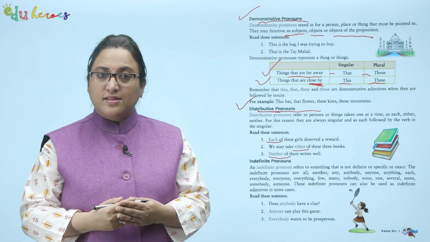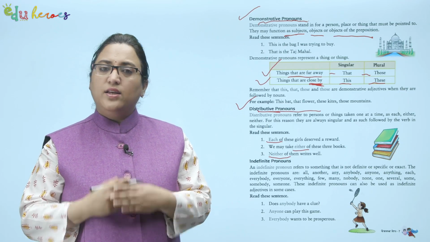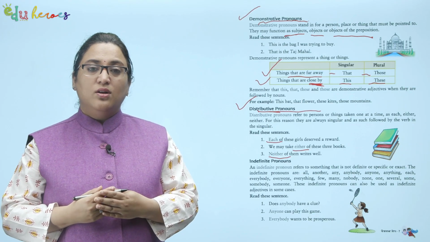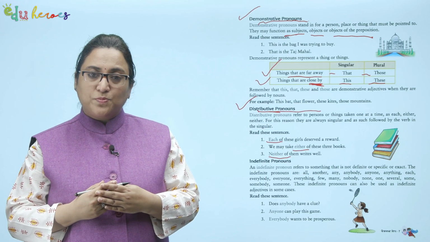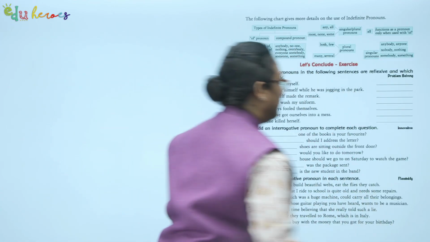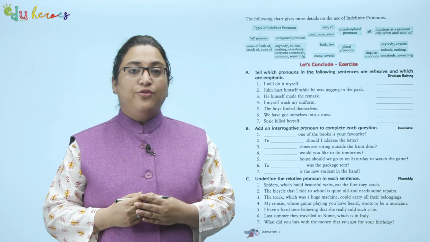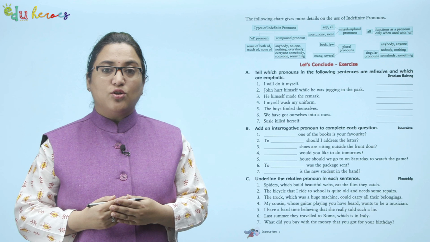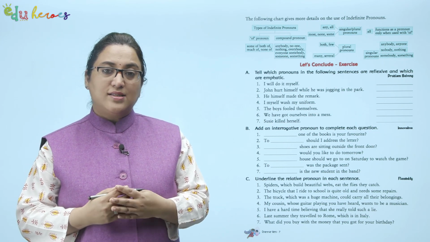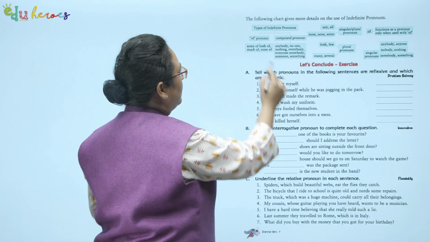Let's read these sentences. Does anybody have a clue? Anyone can play this game. Everybody wants to be prosperous. Children, the following chart gives more details on the use of indefinite pronouns. Let's have a look. So, we have a detailed chart here.